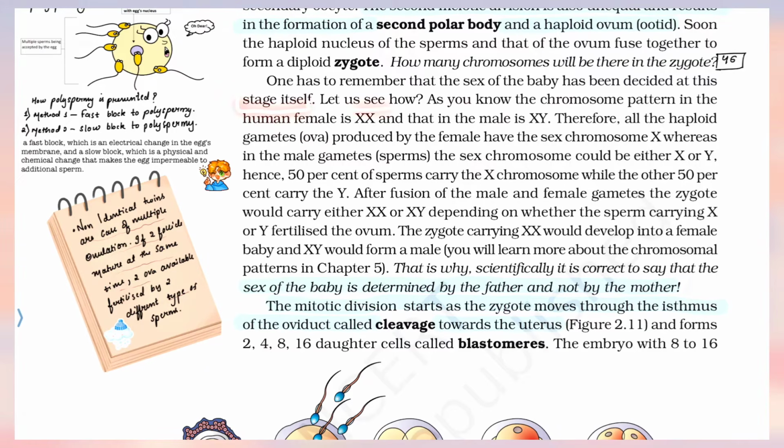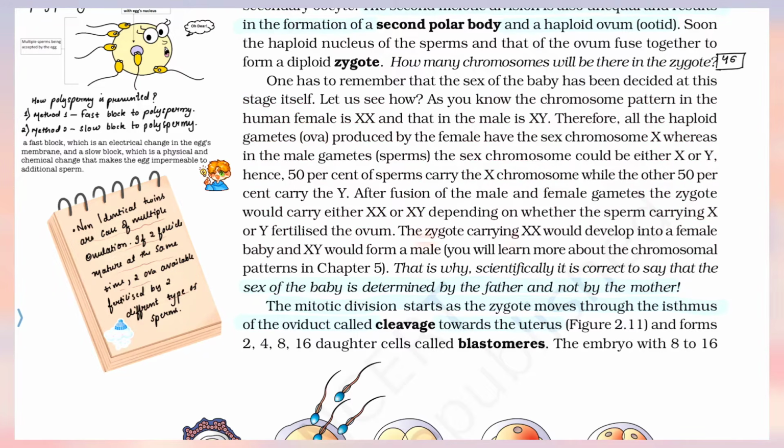Let us see how. As you know, the chromosome pattern in the human female is XX and that in the male is XY. Therefore, all the haploid gametes, the ova produced by the female, have the sex chromosome X, whereas the male gametes, the sperms, could have either X or Y. Hence, 50% of sperms carry the X chromosome while the other 50% carry the Y. After fusion of the male and female gamete, the zygote will carry either XX or XY depending on whether the sperm carrying X or Y fertilizes the ovum.